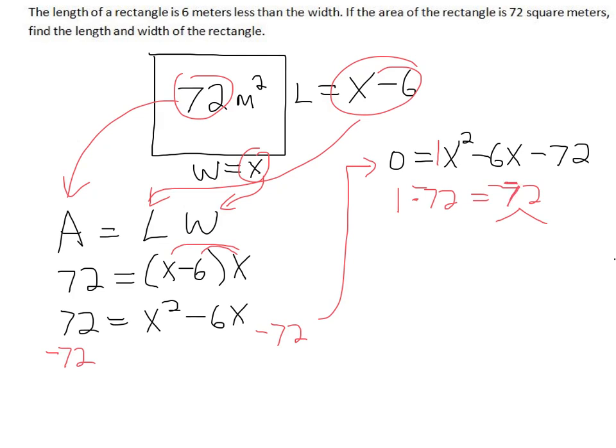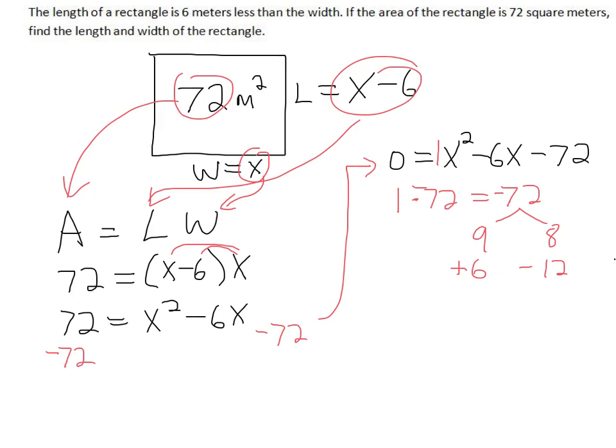Let me see if I can fix that a little bit. Put a negative in front of there. There we go. Negative 72. So what are the factors of 72? Let's come up with 9 and 8, 6 and 12. One of these already works. So we're looking for 6 and 12 that add up to negative 6. So that would be minus 12 and plus 6.